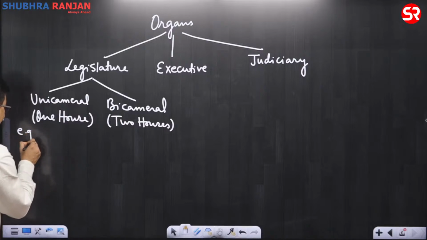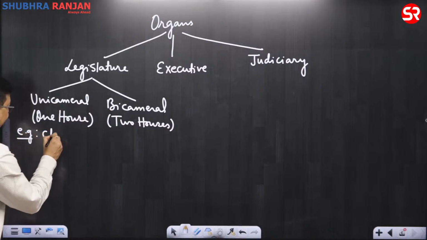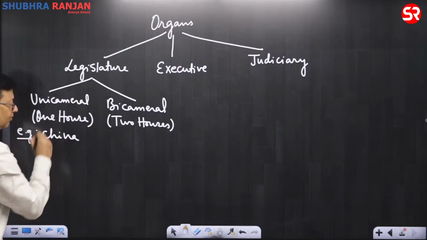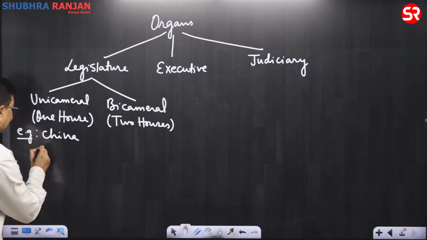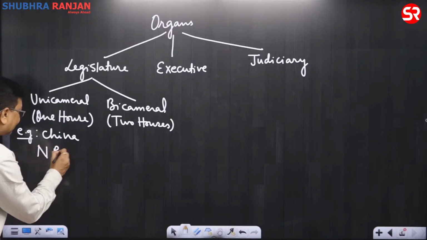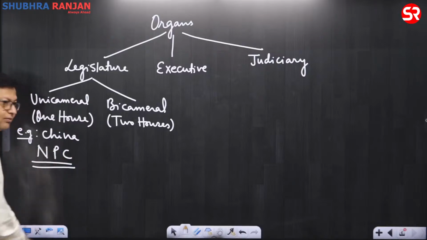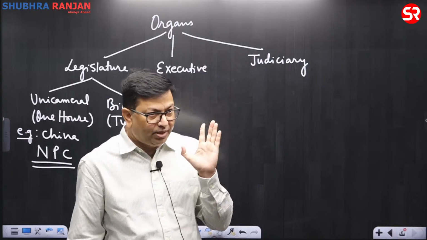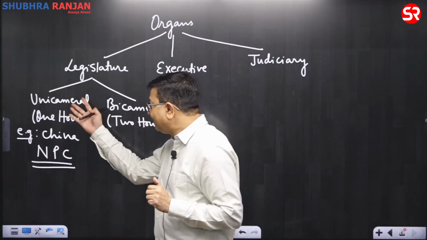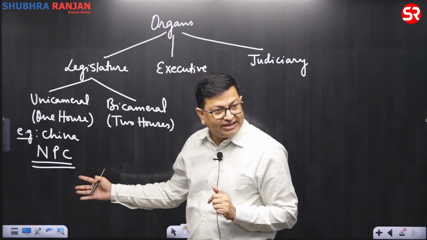Examples: China. In China, at the national level, there is a unicameral legislature that is known as National People's Congress. Only one house is there. So China is an example of unicameral legislature.